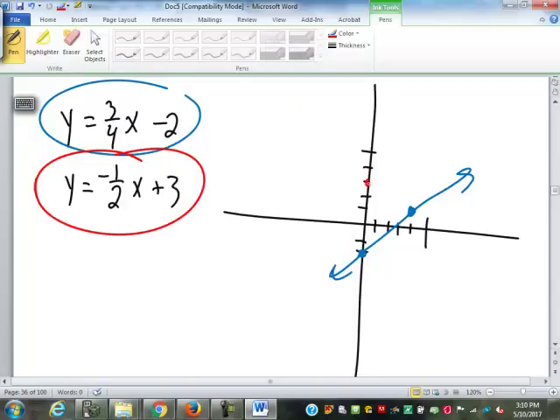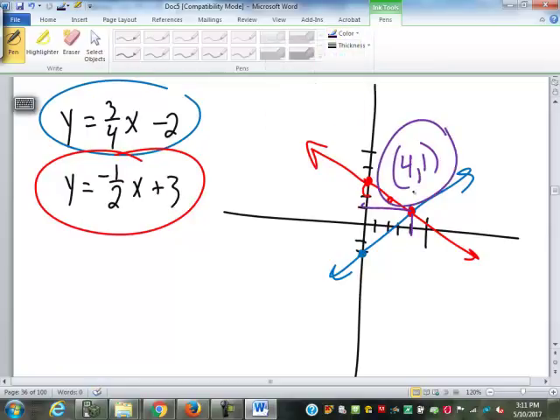Perfect. The second equation, I start out at up 3, and from there I go down 1 over 2. Now I'm not down to this line yet, so I'm going to go again. Down 1 over 2, and that's where they do cross, at that point. So where do those two cross? What's that point, guys? 4 and 1. Perfect. So again, that's the biggest thing I wanted to point out from your quizzes: make sure you name that point.